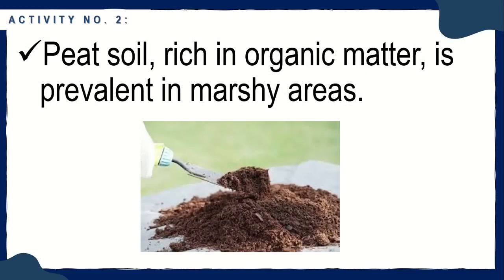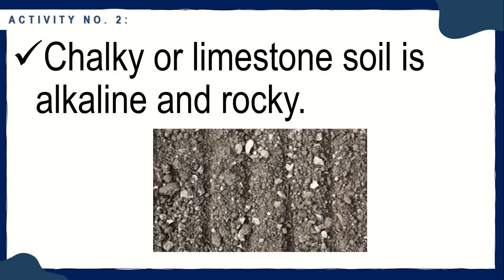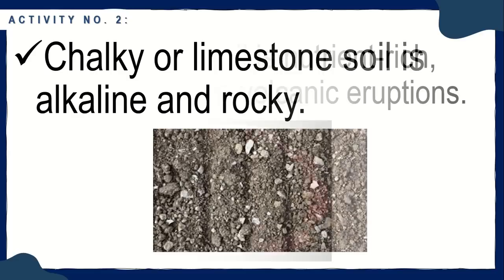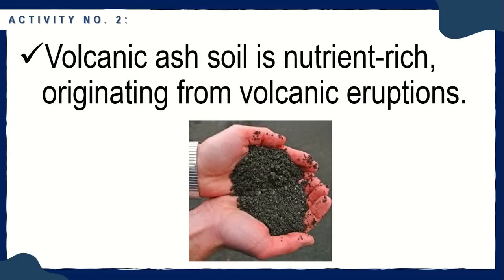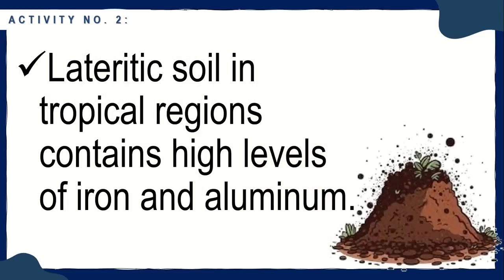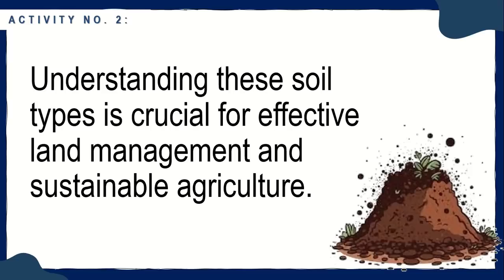Peat soil, rich in organic matter, is prevalent in marshy areas. Chalky or limestone soil is alkaline and rocky. Volcanic ash soil is nutrient-rich, originating from volcanic eruptions. Lateritic soil in tropical regions contains high levels of iron and aluminum. Understanding these soil types is crucial for effective land management and sustainable agriculture.